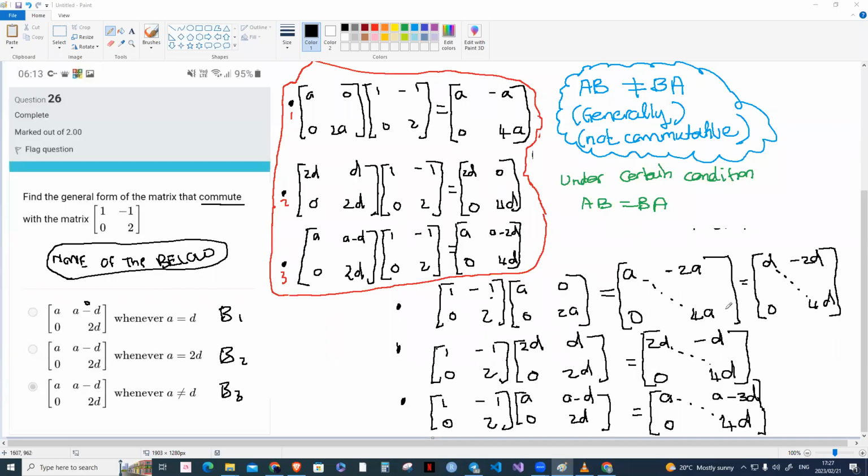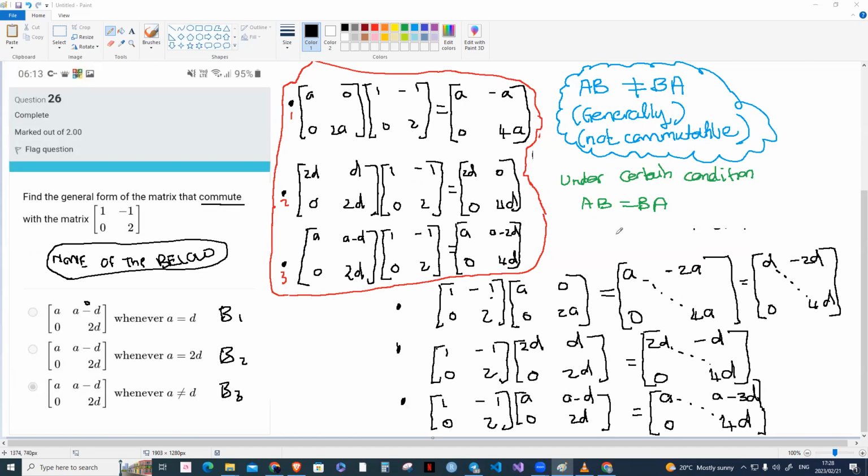So this is how I did this question. Now, there's something wrong with this question. Actually, none of the below options are correct because this question is asking about the commutative law or property. Generally speaking, AB is not equal to BA. Generally, matrices are not commutative. When you multiply them, you don't get the same answer.